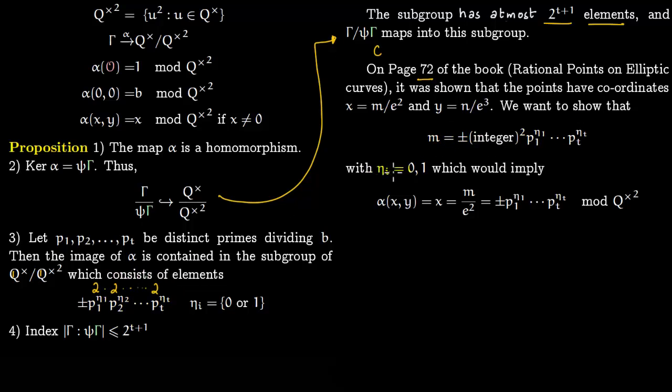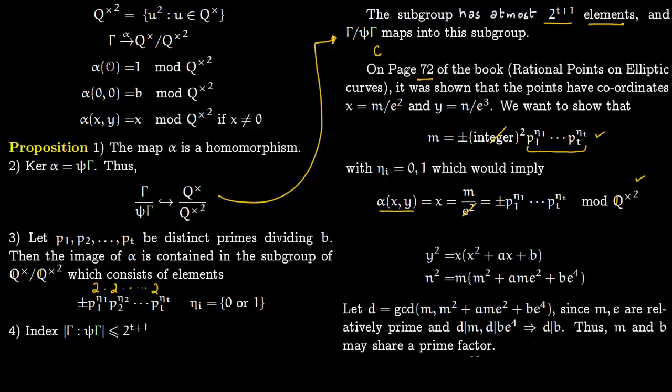To see this, you know that eta i is 0 or 1. So first take this thing and copy it right here. So alpha of (x, y) is x, but x is m over e squared. So now you have an integer square over e squared. If you work modulo the non-zero rational squares, then this portion and this portion cancel out. The only thing that would remain is this. So we still need to show that these prime factors actually come from B. These are distinct prime factors dividing B. So how would this come about? This is what we have done till now.